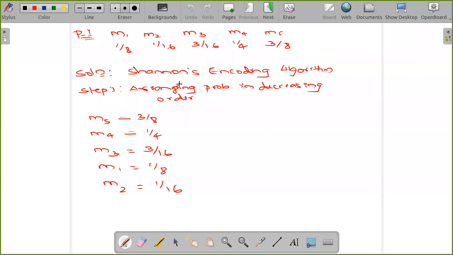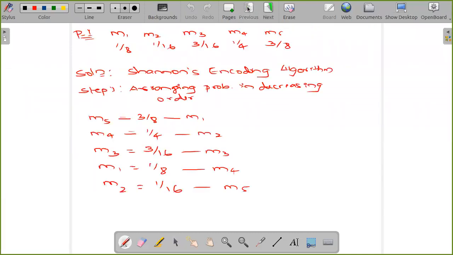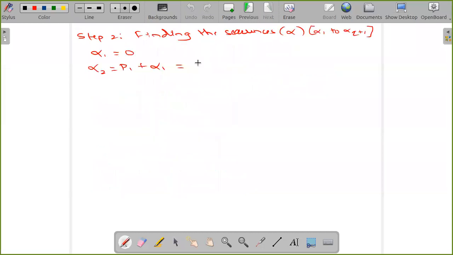Okay, this value is called M1 here, because I have already arranged it. This one is M2, M3, M4 and M5. So in order to get the value of alpha 1, what do I want? P1 plus alpha 1. Either I can say P1 or M1, both are the same here. What is the value of that? 3 by 8. So here P1 is 3 by 8 and alpha 1 is 0. So it is 3 by 8.